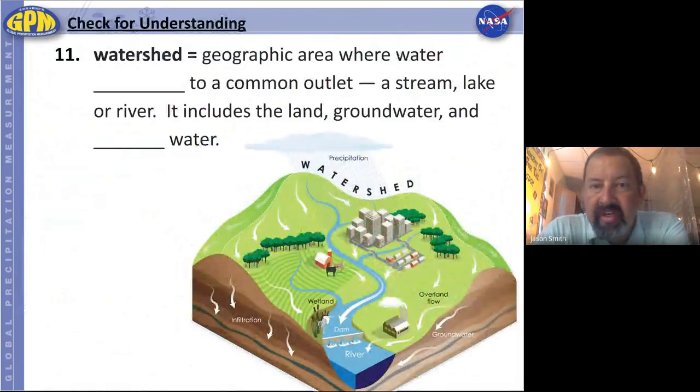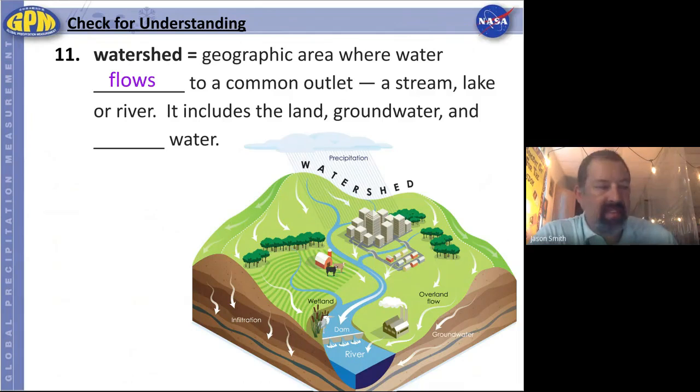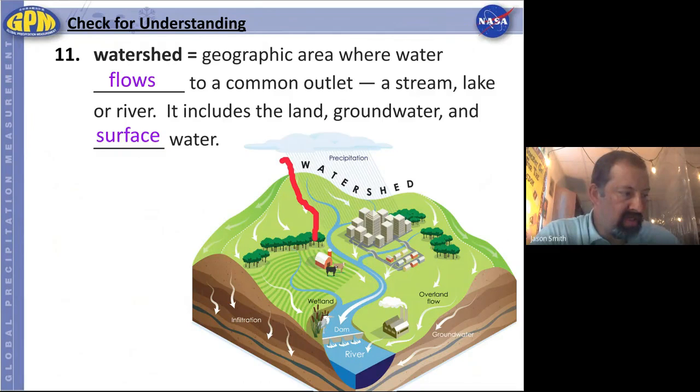So a watershed is a geographic area where water flows to a common outlet, a stream, a lake, or a river. It includes the land, groundwater, and surface water that is there. Just like we saw in the last picture, this picture shows the same thing. As the precipitation falls from the cloud, it's going to run off into the stream and down into the river in this case.